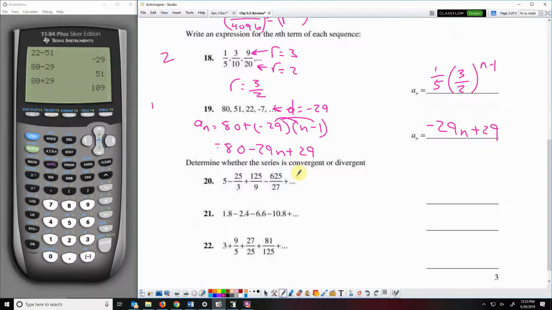Convergent or divergent? If it's convergent, it will have an absolute value of R less than 1. So this one is alternating signs, so I know R is negative. And it looks like the numerator is multiplying by 5, while the denominator is multiplying by 3. So r is negative 5/3. The absolute value of r is not less than 1, so this is divergent.